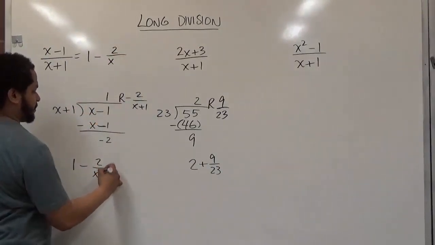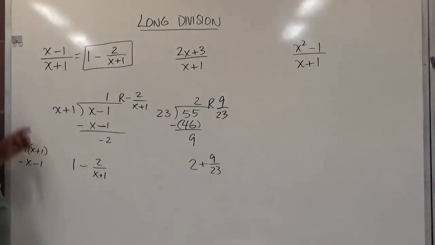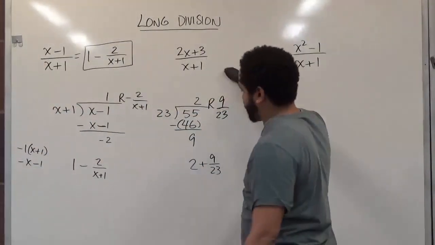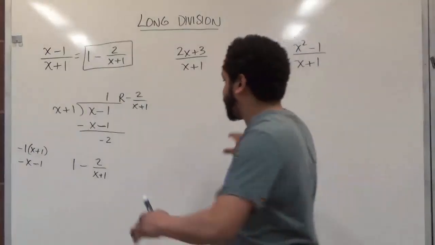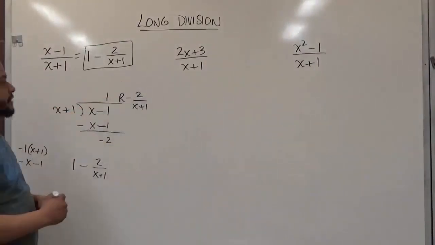X plus 1, sorry, not minus 1. So this is the result of the first long division problem we have, which works very much like dividing two numbers. The only reason I did that again was to give you a good brush up on how numbers work exactly the same as algebra does. Let's work on the second one now.